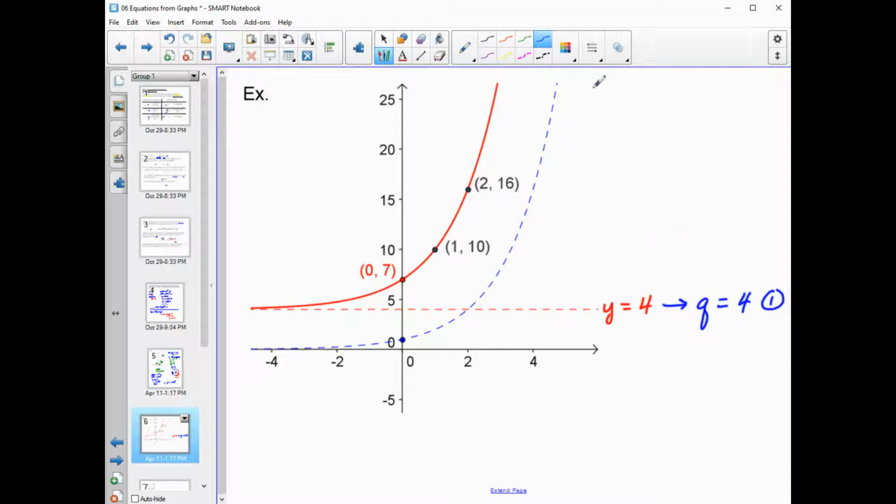Now in this case, for my b value, I'm not going to be able to take the ratio of y coordinates because the asymptote is not 0. So now I'm going to take the ratio of distances.